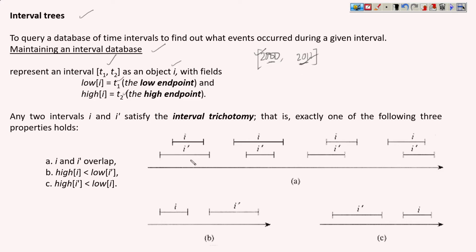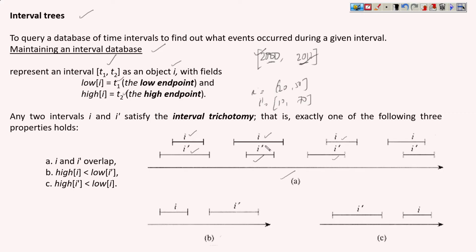Now we have three possibilities, cases A, B, and C. In the first, we are given two intervals and the two intervals are overlapping. You can say that I is contained within I dash, or I dash is contained within I, or that I dash has some overlapping with I. For example, I has the value 20 to 50, and I dash has, let's say, 10 to 70. So you can say that I is included within I dash.